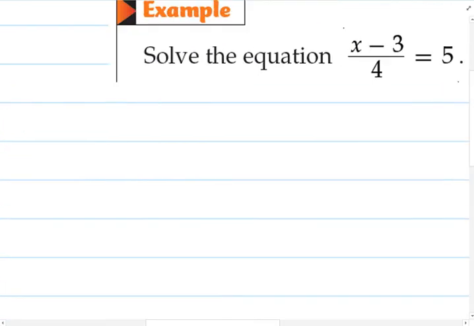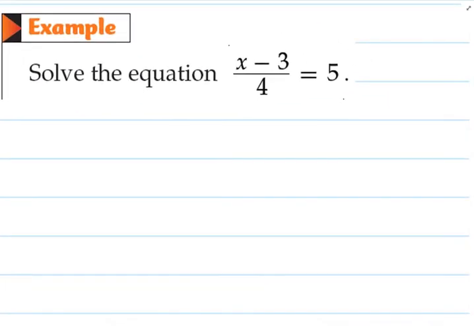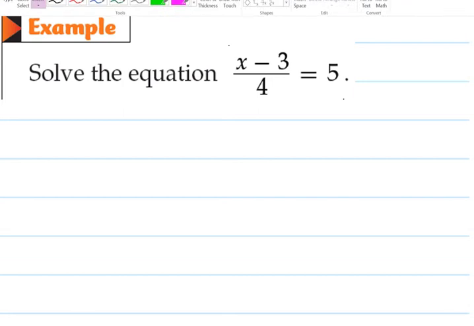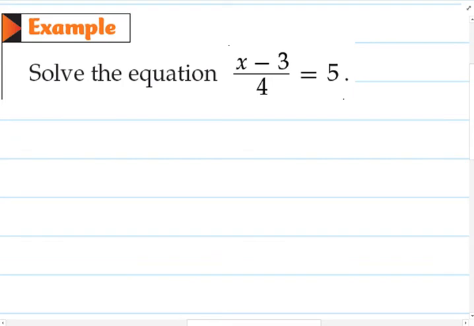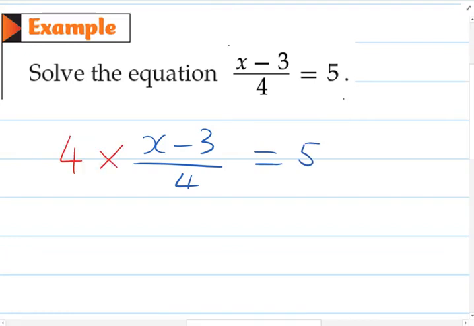Okay, let's look at our next example. So here we need to look at what's happening to x. Well, x is having 3 taken away from it, and it's being divided by 4. But the 4 is dividing everything on top, so we need to get rid of the 4 first. So let's copy out the equation, because that's our first step. And then we're going to times both sides by 4.